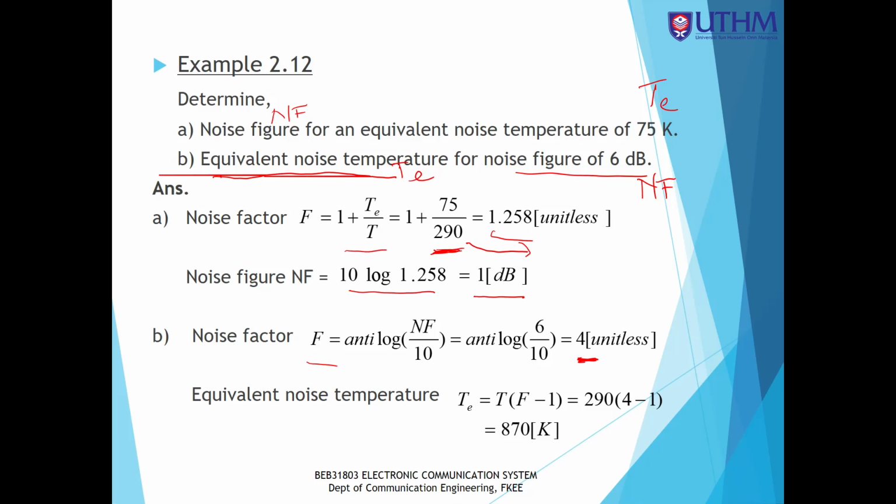So therefore masukkan dalam persamaan TE. So T multiplied with F tolak 1. So 290 darjah untuk environmental temperature T darabkan dengan noise factor 4 tolak 1. So you akan dapat 870 Kelvin. Okay. So ini adalah TE, equivalent noise temperature.